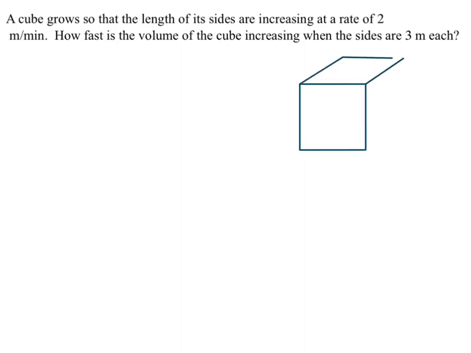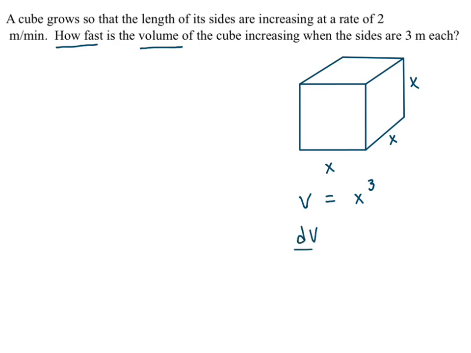So I'm going to draw a little cube here. Each side length I'll call x. You can pick whatever you want, but I'm just going to pick x. And they want to know how fast is the volume of that cube increasing. So that's going to be the formula I'll use. I'll use my volume formula, which is x cubed, or length, width, height. And so I'm going to find the derivative of that.